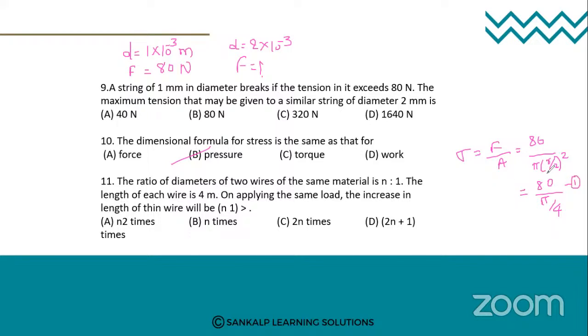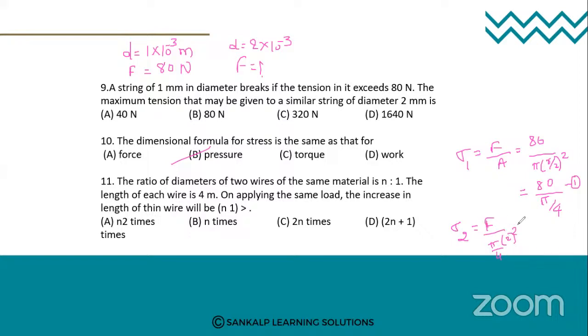This is equation 1. You can take it as stress 1. The next stress 2 can be calculated as F2 is equal to F over area. Here the F value we don't know, and the diameter is 2 millimeters. So therefore this becomes pi r square by 4, where r by 2 whole square is nothing but what?